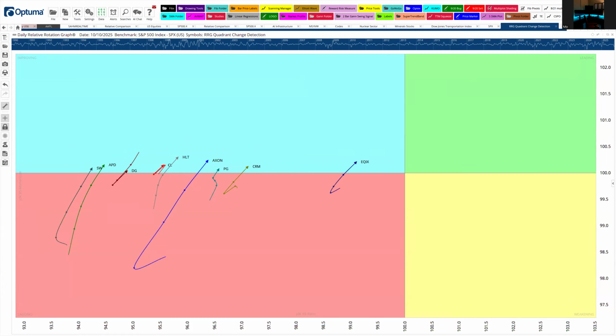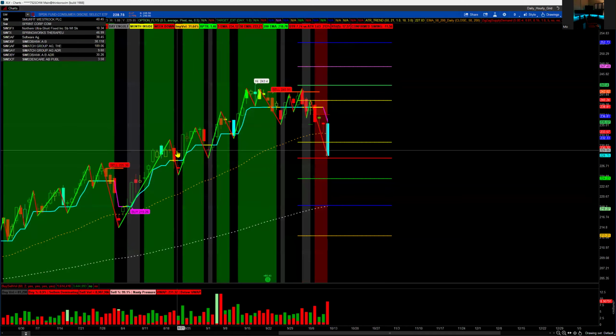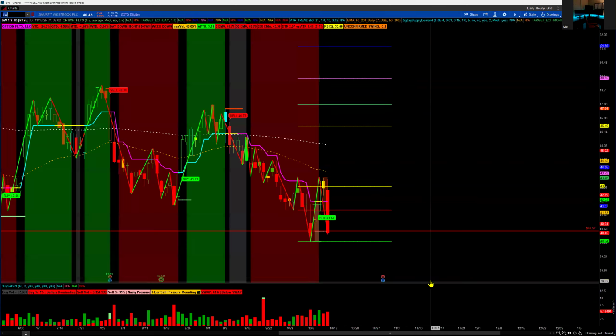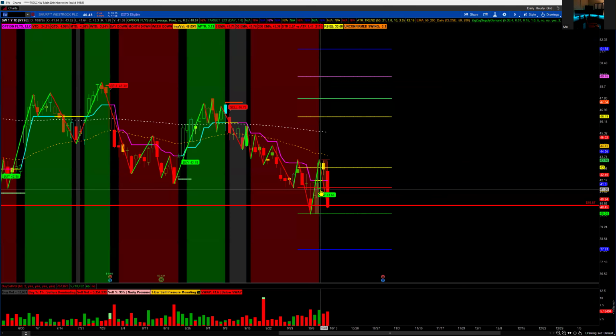This one I looked at, Smurf, I don't know what company this is. SW. Oops. Took a reversal yesterday as well. This one is toast.